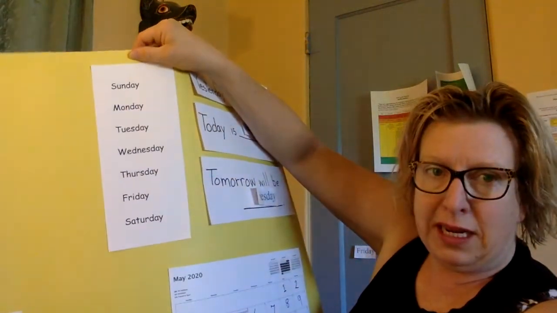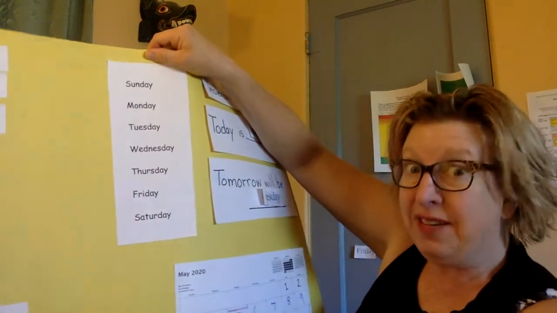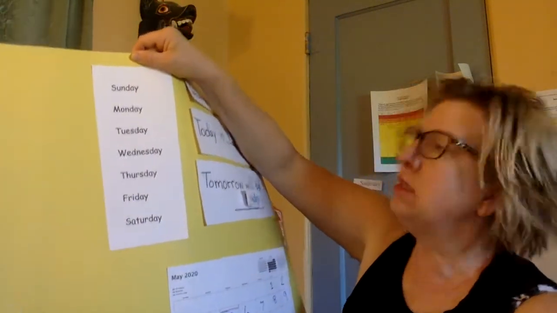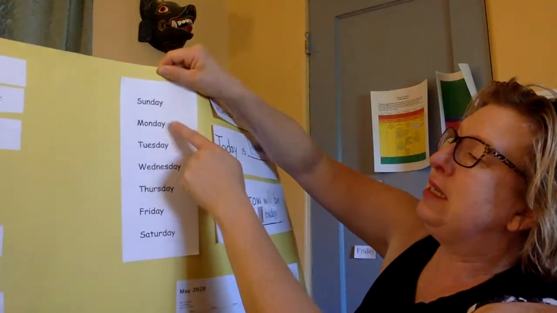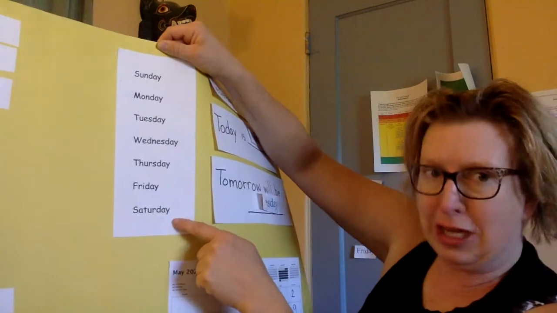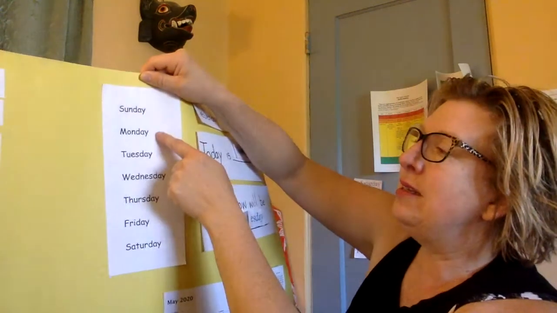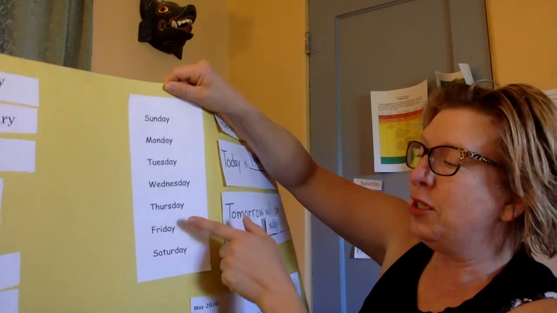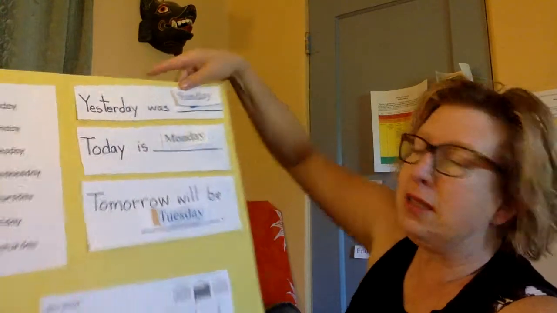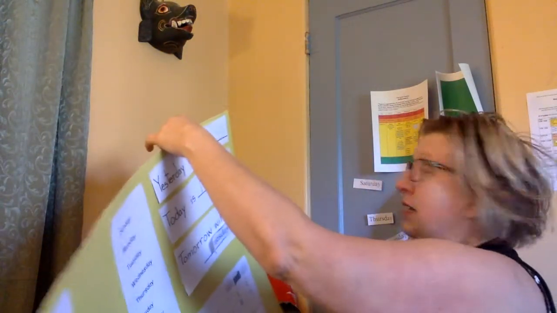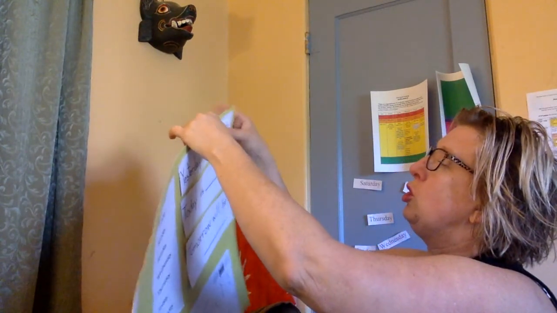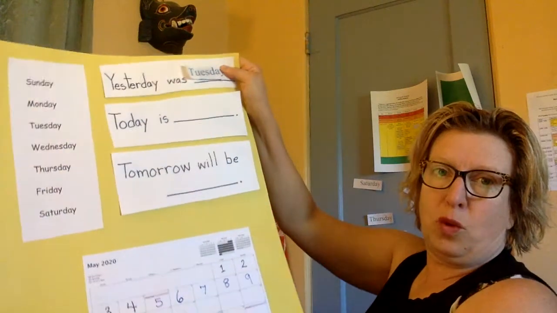And so now we have the days of the week. There are seven days in a week. 1, 2, 3, 4, 5, 6, 7. So, Sunday, Monday, Tuesday, Wednesday, Thursday, Friday, Saturday, Sunday, Monday, Tuesday, Wednesday, Thursday, Friday, Saturday. Let's see. Okay, yesterday was not Sunday. And yesterday was not Monday either. Yesterday was Tuesday. Tuesday starting with the letter T.